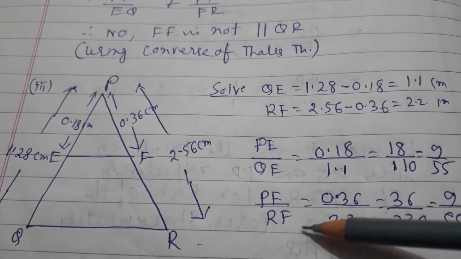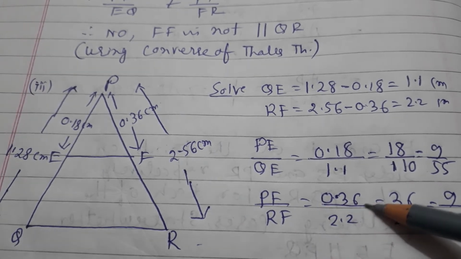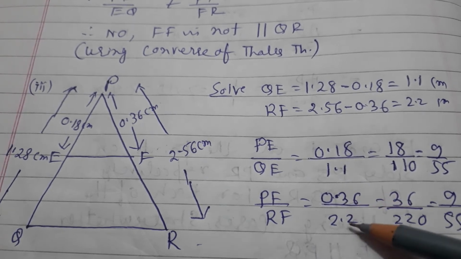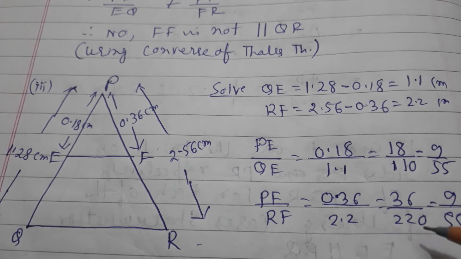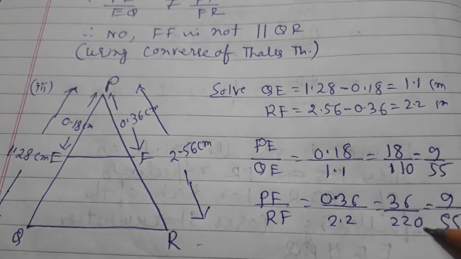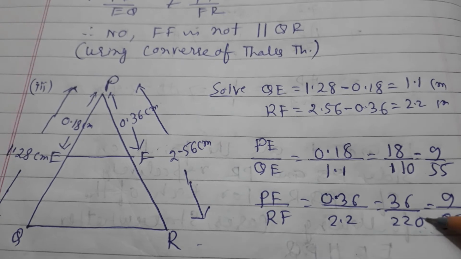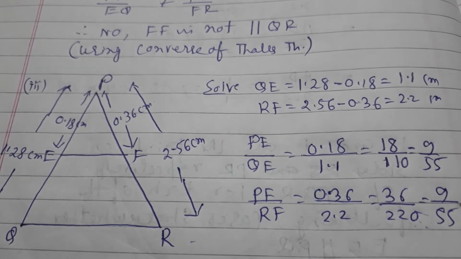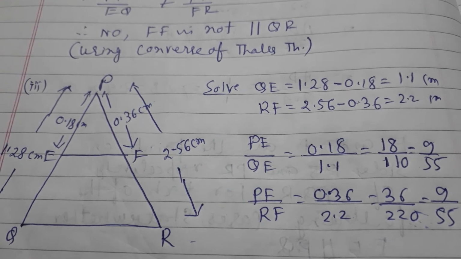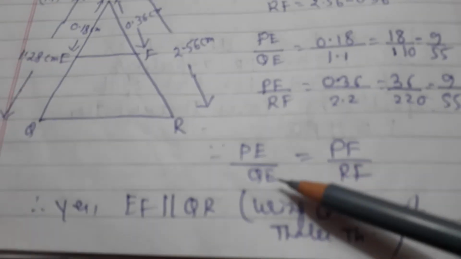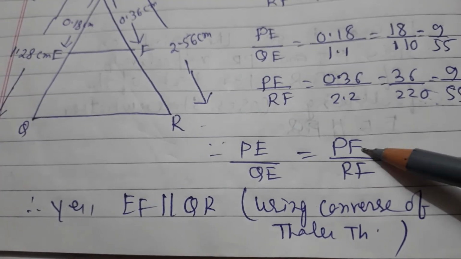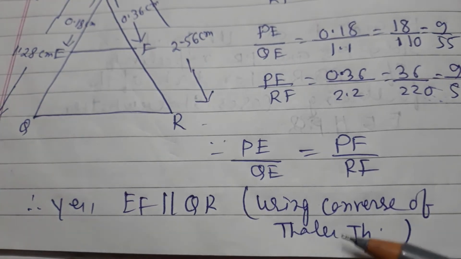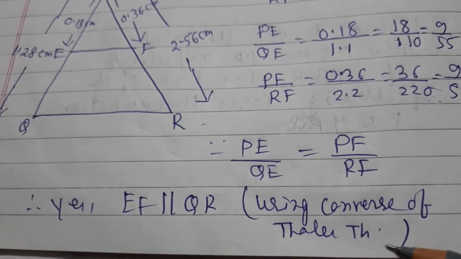Again PF by RF equal to 0.36 by 2.2. Here also same thing. After the point here 2 digits, here after the point 1 digit. So in the denominator 10 will be, we take 36 by 220. Now dividing by 4 we get 9 by 55. Both of the ratios are the same. PE by QE equal to PF by RF. So yes, EF parallel to QR using the converse of Thales theorem.